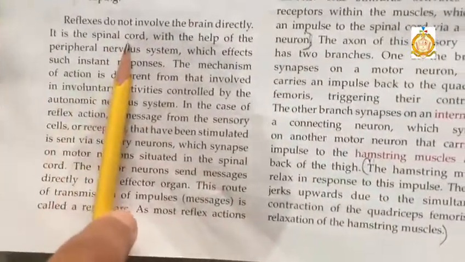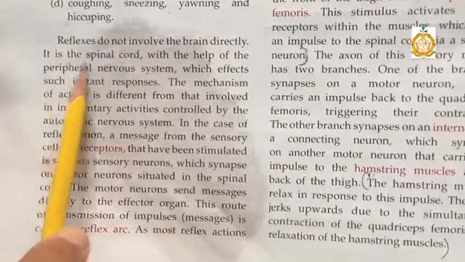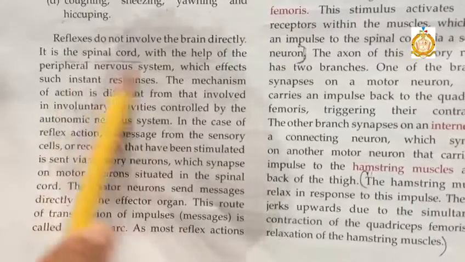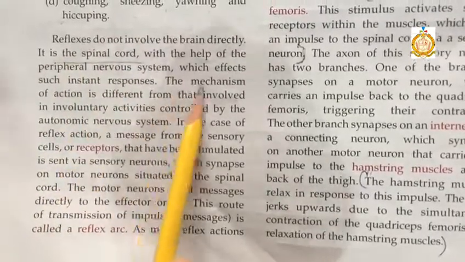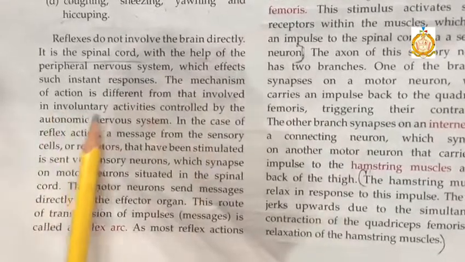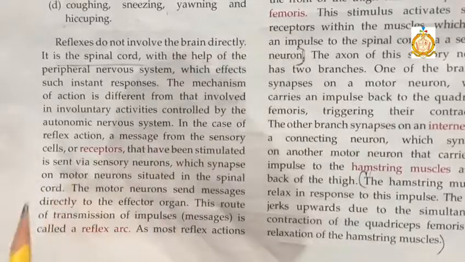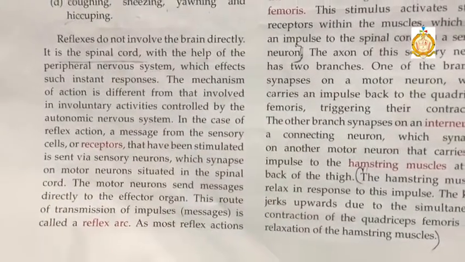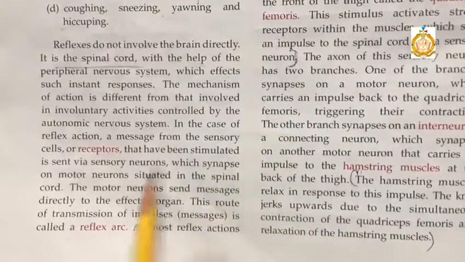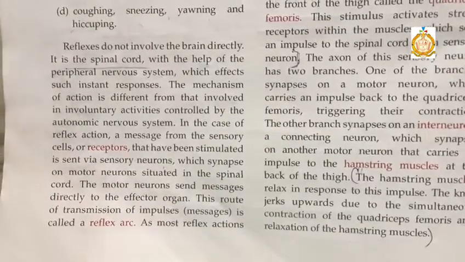Next, reflexes do not involve the brain directly. It is the spinal cord with the help of the peripheral nervous system. So reflex actions are controlled by the spinal cord only. And the mechanism of action is different from that involved in involuntary activities controlled by the autonomic nervous system. In the case of reflex action, a message from the sensory cells or receptors that have been stimulated is sent via a sensory neuron. Now, what is happening in the reflex action?